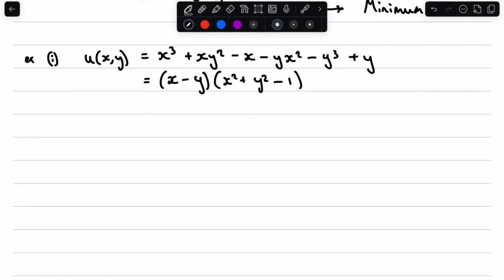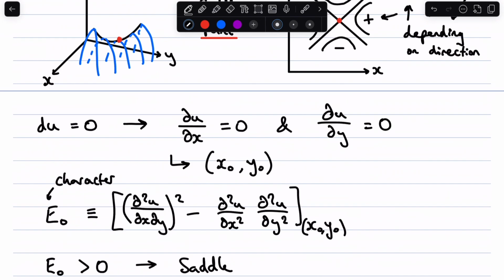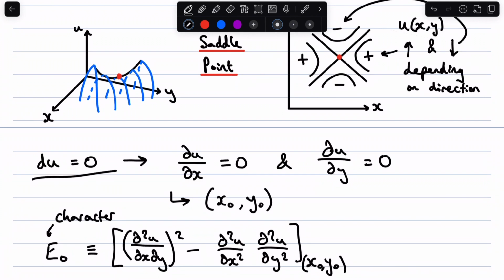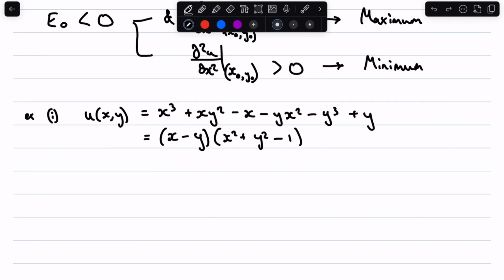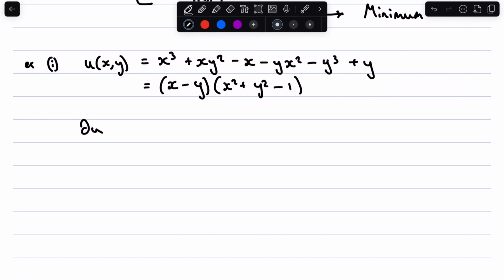So if we start with this function, u of x and y, which equals x cubed plus xy squared minus x minus yx squared minus y cubed plus y, we can simplify it as I've shown, which will come in handy later. But to start with, if we're wanting to find our stationary points, we need to find when our total differential du is equal to 0. So we need to find partial du by dx equal to 0 and partial du by dy equal to 0. So partial du by dx, well, that's equal to 3x squared plus y squared minus 1 minus 2xy, and we need that equal to 0.